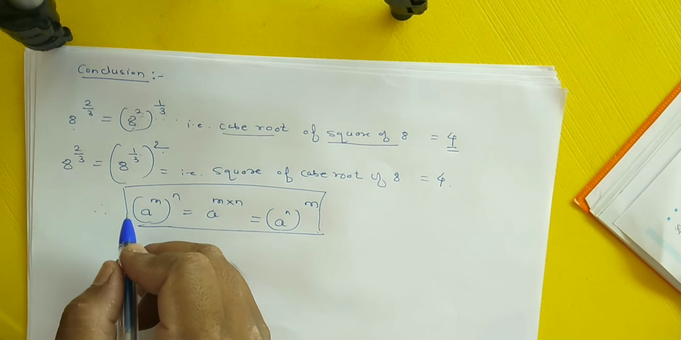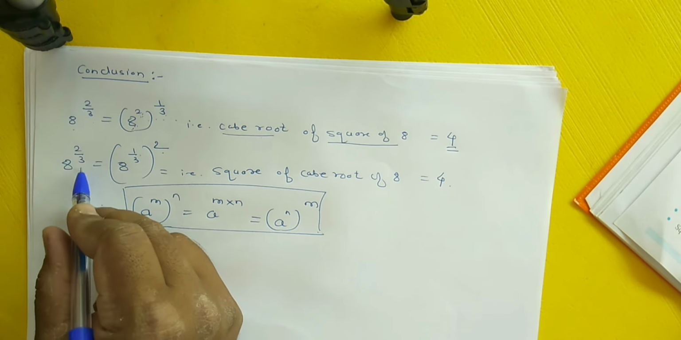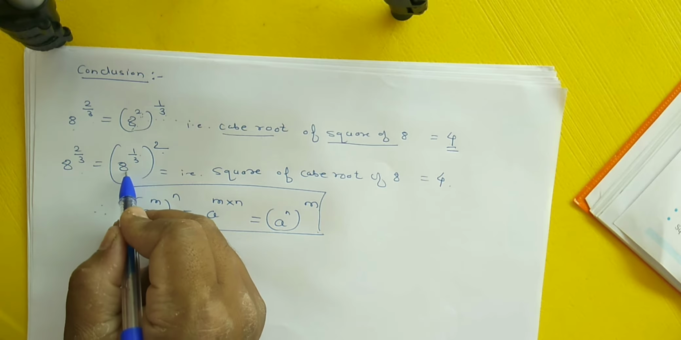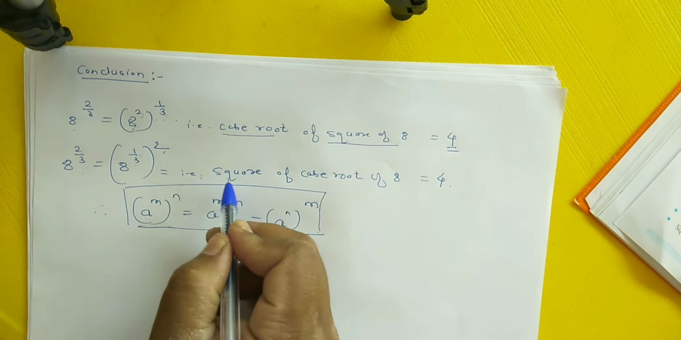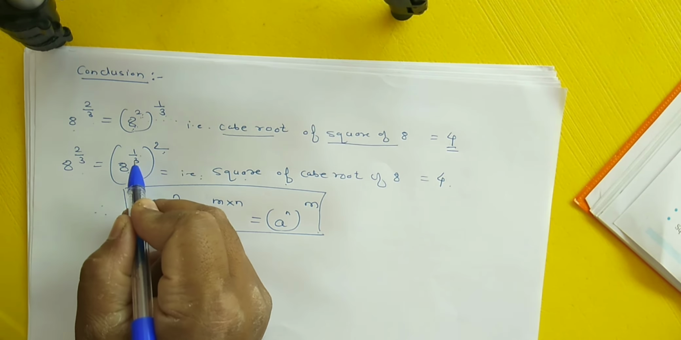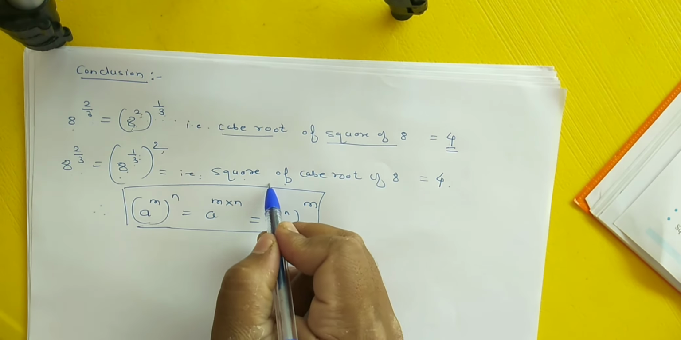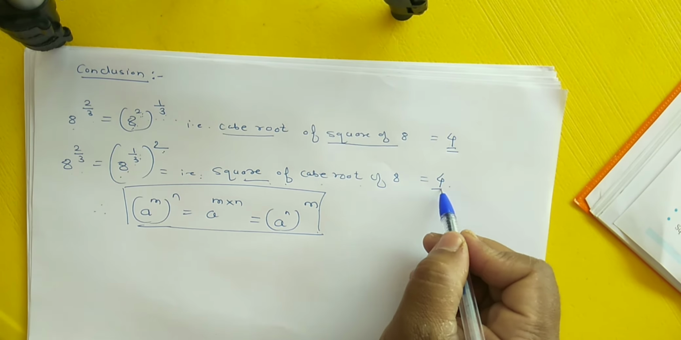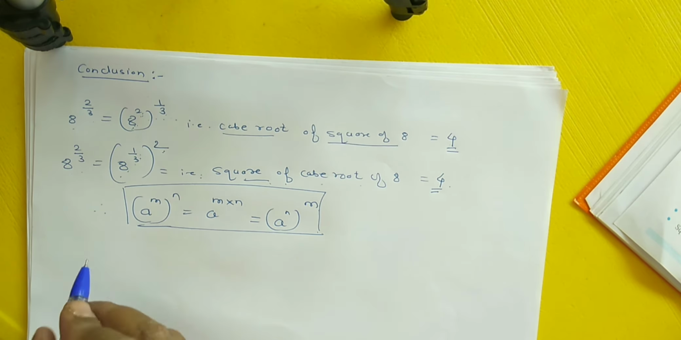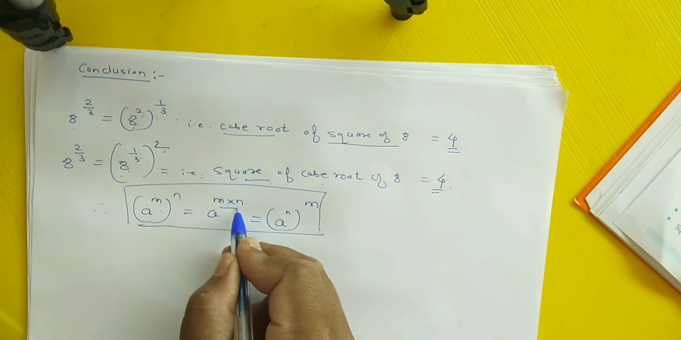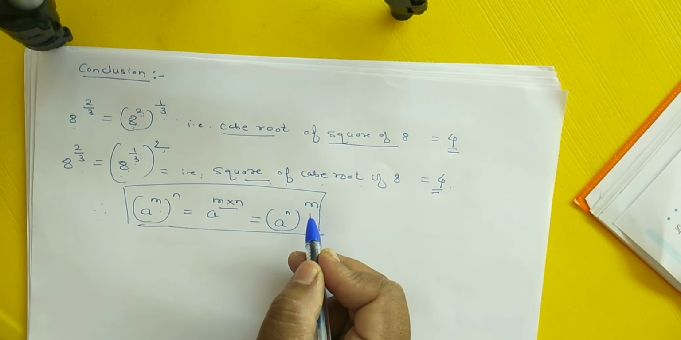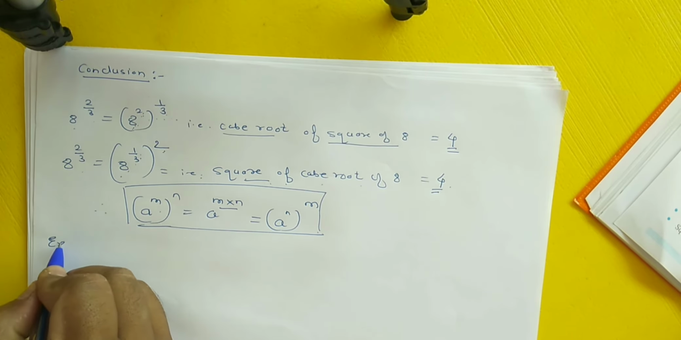Again, in the second case, 8 to the power 2 by 3, we can write as 8 to the power 1 by 3, all squared. This indicates the cube root of 8, so the square of the cube root of 8, again you are getting the value 4. So can we write a to the power m to the power n is a to the power m into n, or a to the n into to the power m? So let us take one more example.